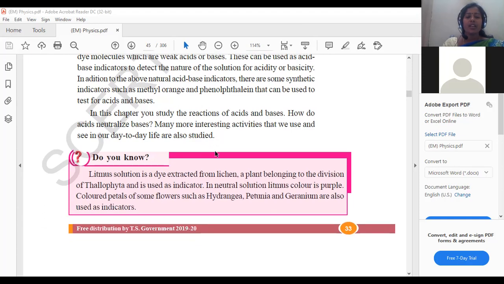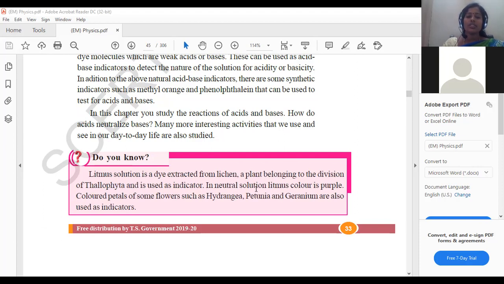So now let us see how litmus paper is prepared. Litmus is extracted from lichen. Lichen is a small organism belonging to the family of Thallophyta. From this, the pigment is extracted, which is used as an indicator.